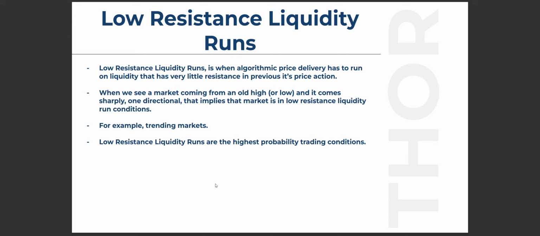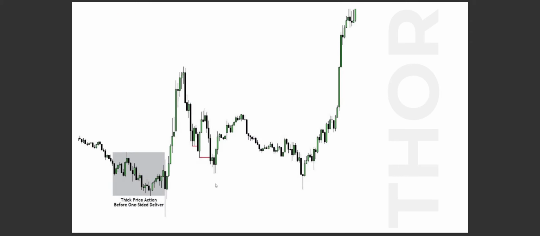For example, trending markets. And the low resistance liquidity runs are the highest probability trading conditions. If you have a way to anticipate low resistance liquidity runs, you will be making a lot of money. So let's take a look at examples here, which I think you'll understand much better.